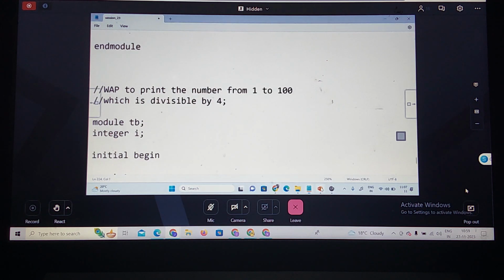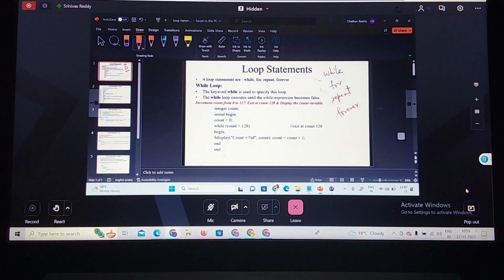Did you understand the syntax of the while loop? So let us discuss the while loop. First one: what is the keyword for the while loop? It is while. So this is used to specify what? Specify the loop.